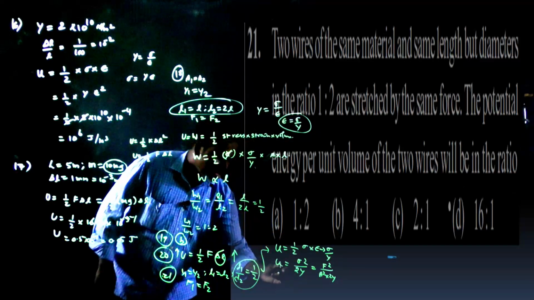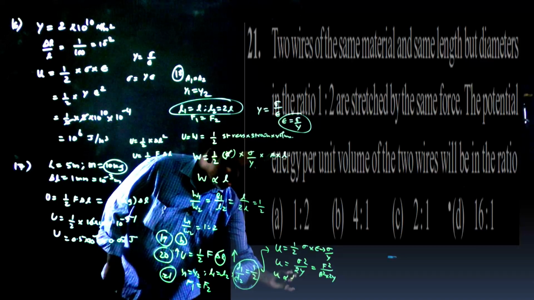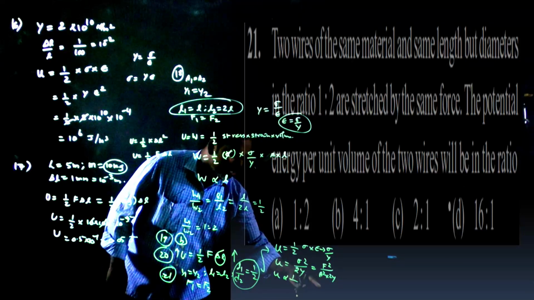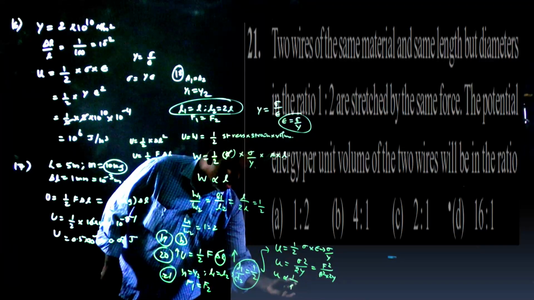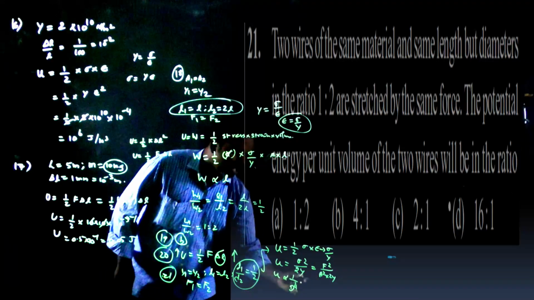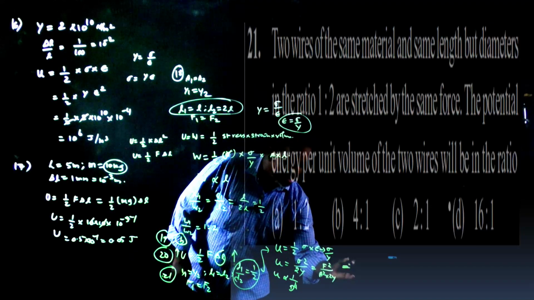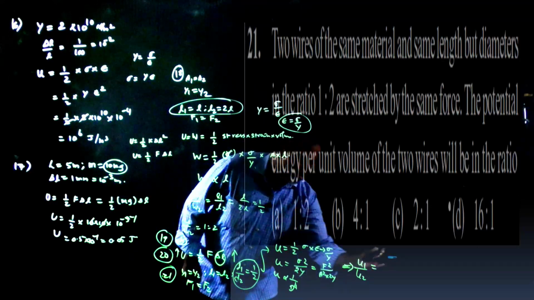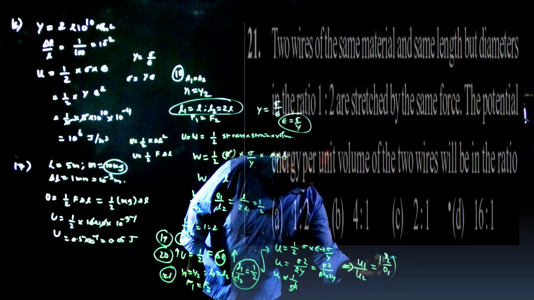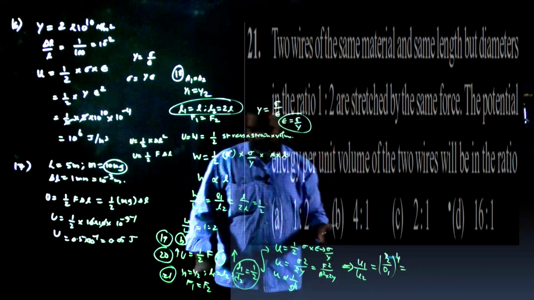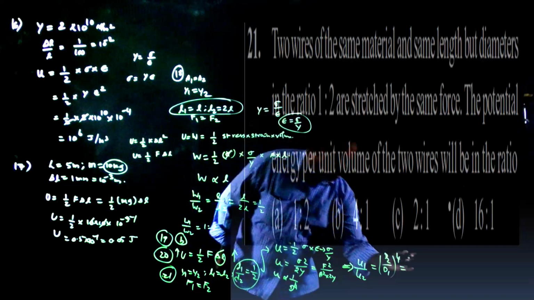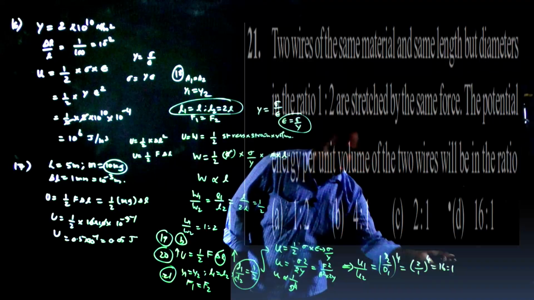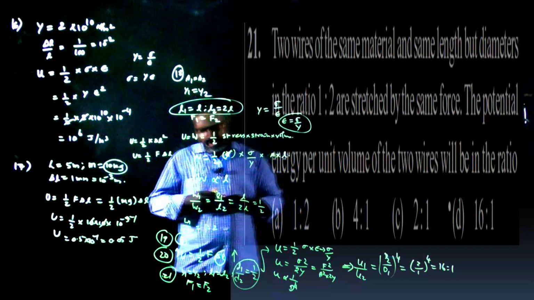Therefore I can write that u is inversely proportional to area squared. Area is nothing but pi r square, r is nothing but d by 2, that whole square. So therefore I get d power 4. From this I get u1 by u2 equal to d2 by d1, that whole power 4. Just reciprocating, we get 2 by 1, that whole power 4, that is 16 is to 1. So that is the answer. Copy that solution, children.